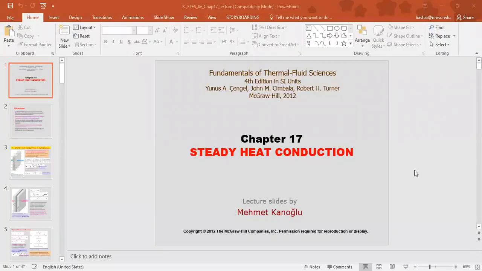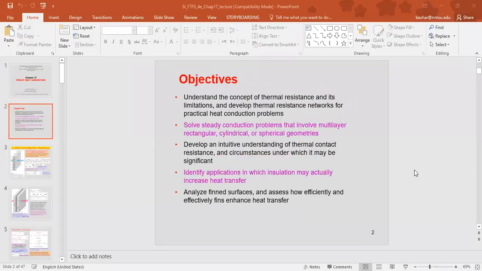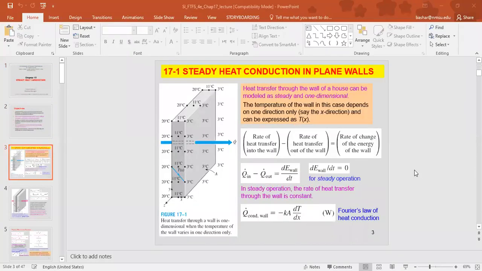اليوم رح نبلش بالstudy heat conduction chapter 17. We'll cover just one or two sections from this chapter. In this chapter we'll talk about the steady conduction in plane walls just without heat generation.